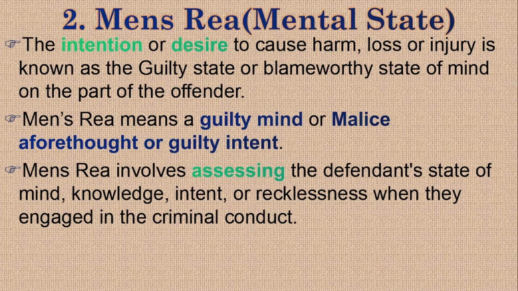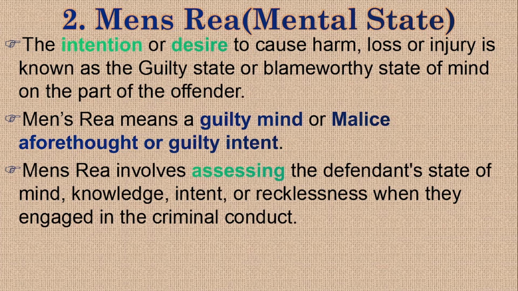So mens rea involves assessing the defendant's state of mind, knowledge, intent, or recklessness when they engaged in the criminal conduct. When they were killing this person, did they know what they were doing? Were they aware that when I use a knife on this person, this is going to be the result? This is why they have to look at the state of the mind. Because if you find, for example, someone who is mentally challenged, are they going to be aware if they stab someone with a knife or if they stone someone that this stone is going to cause harm to this person? Or do they just think that it is playing?